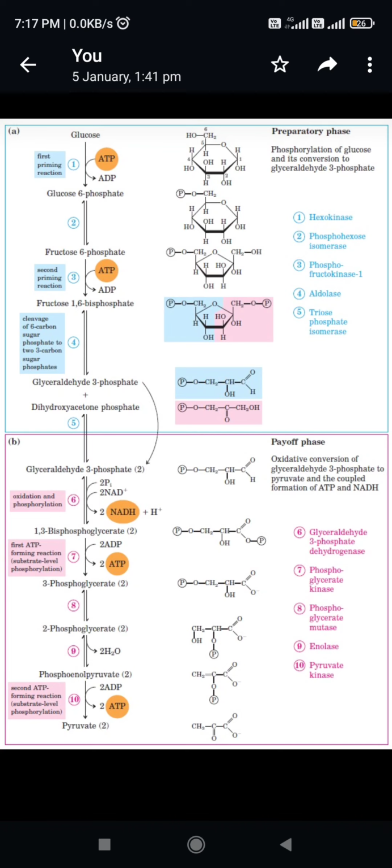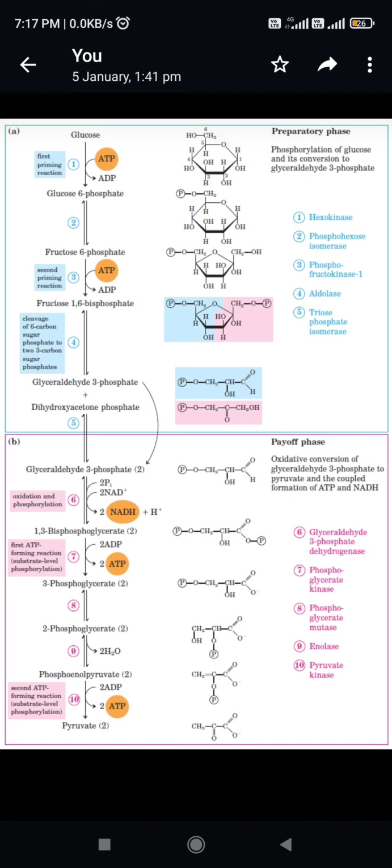The 10th step is the final step. Here also, for the second time, we are gaining ATP molecules. Phosphoenolpyruvate is converted to pyruvate in the presence of the enzyme pyruvate kinase. Here, 2 molecules of ADP are converted to ATP.